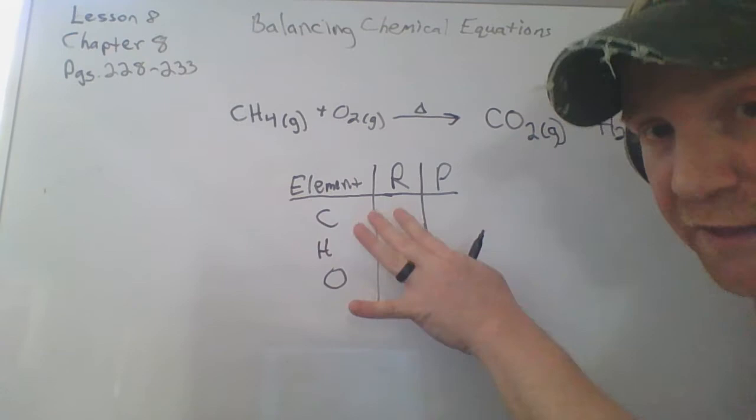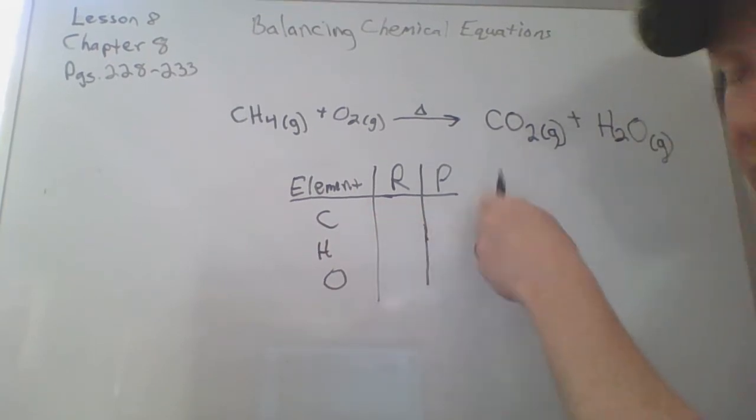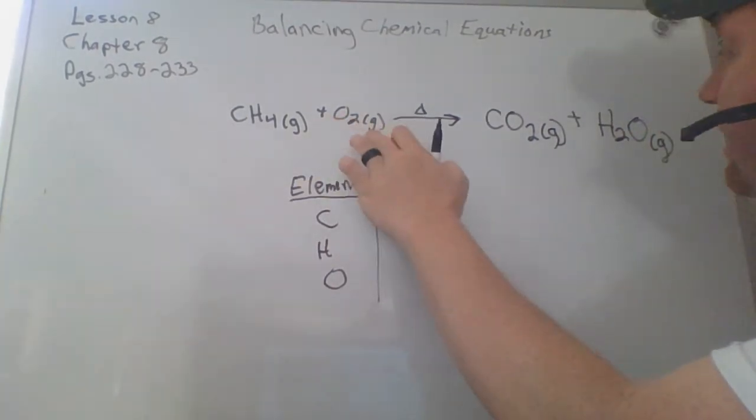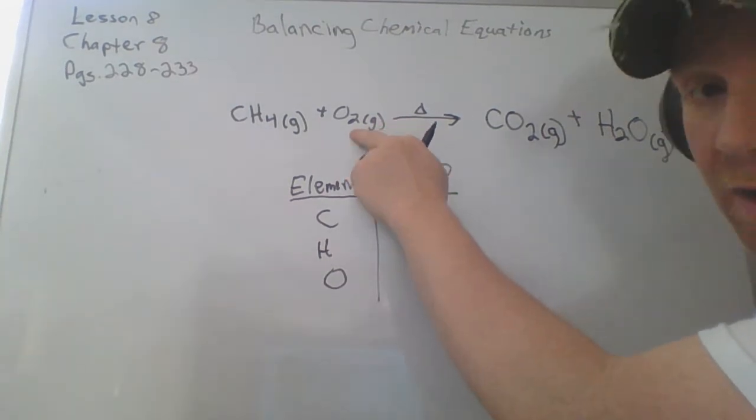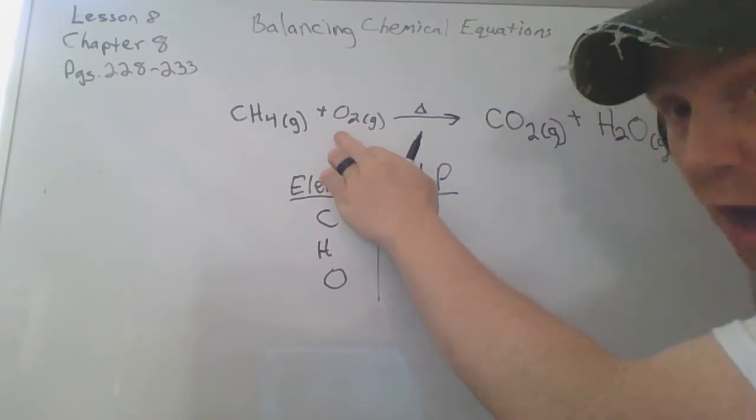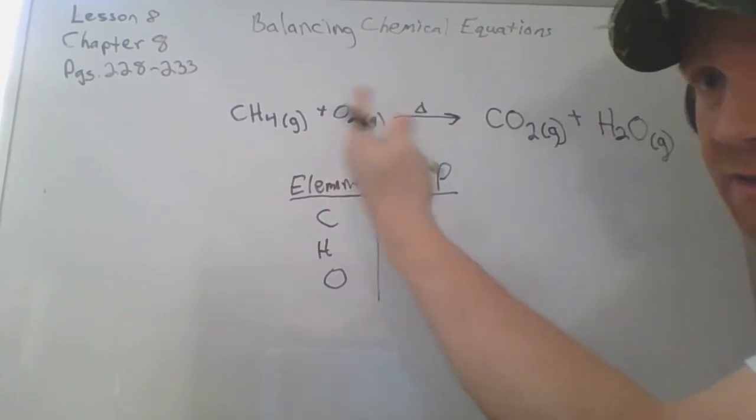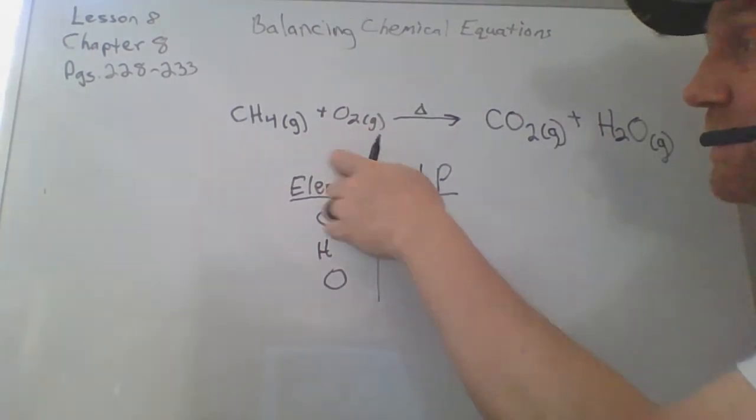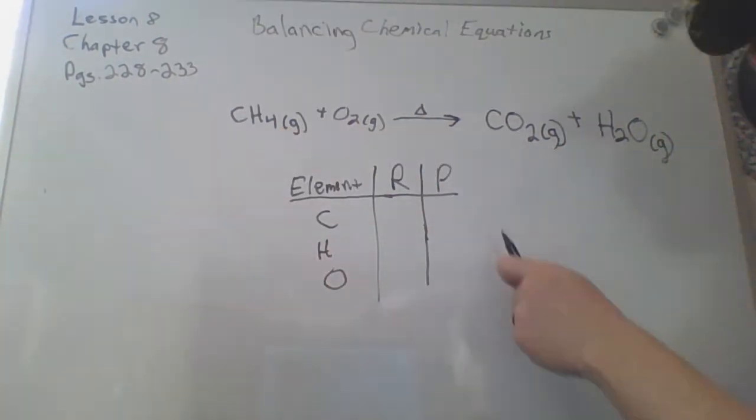This has nothing to do with adding subscripts. You can't change oxygen and make it O3 on this side, because O3 is actually ozone, and it's not the oxygen gas that we're breathing in and that's abundant in our atmosphere. So we're doing whole number coefficients.